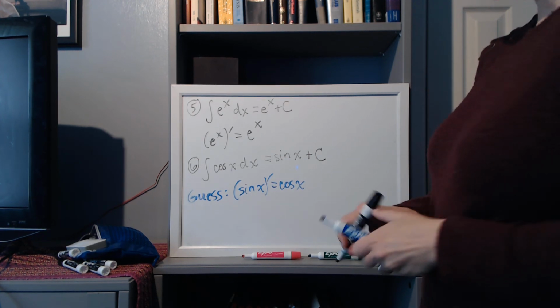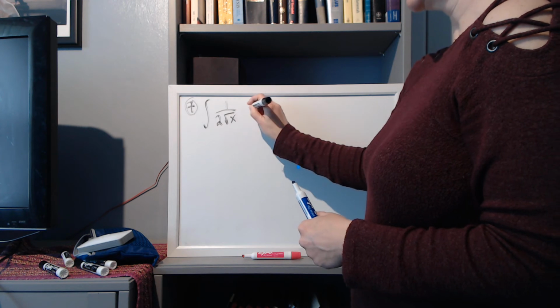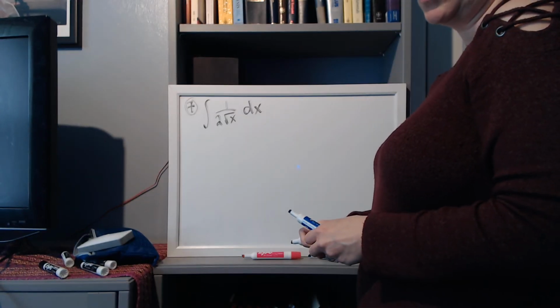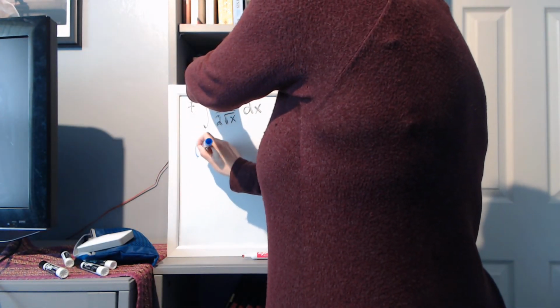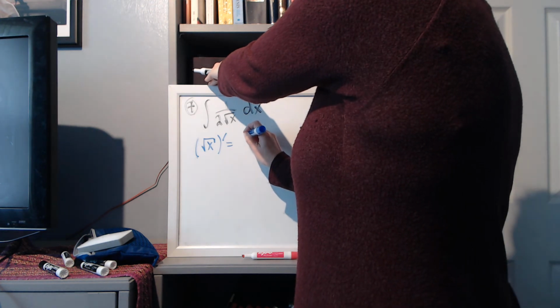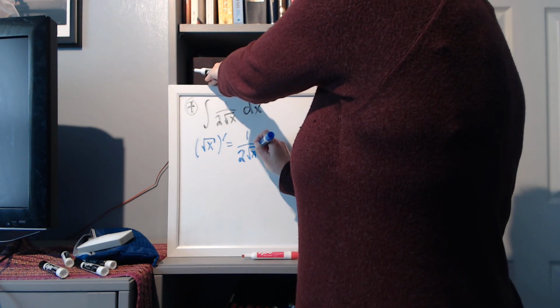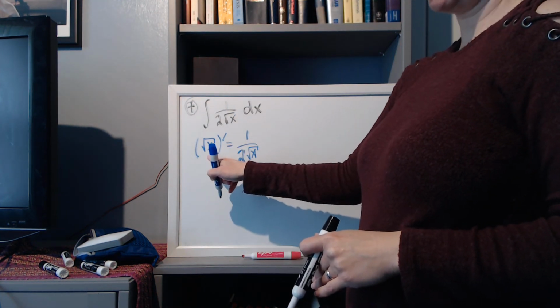Now for our next example, we're looking at, marker's not working very well, the integral of 1 over 2 root x dx. And for this one, we really want to think about the derivative of the square root function. We've looked at this in more than one format, but the format where we have square root of x and take the derivative and get 1 over 2 root x is the format we want to keep in mind here, because 1 over 2 root x is what we get when we take the derivative of square root x.